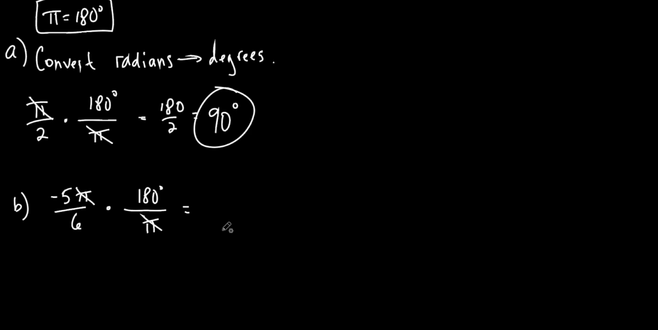If you put it in a calculator, you're still going to get a nice whole number. But anyway, what can we do here? This 6 goes into 18 3 times. That's a 30 times 5 is 150. It's negative. But what is it? 150 what? Degrees. So negative 150 degrees is negative 5 pi over 6.